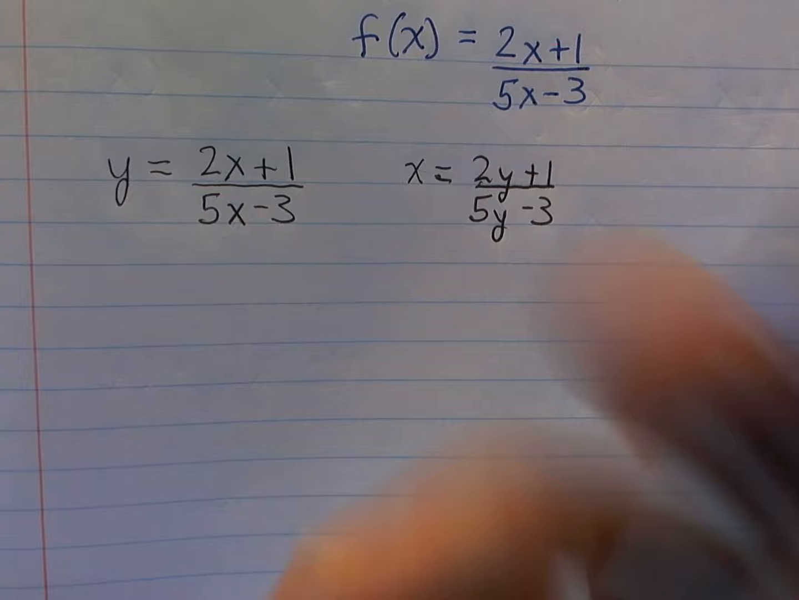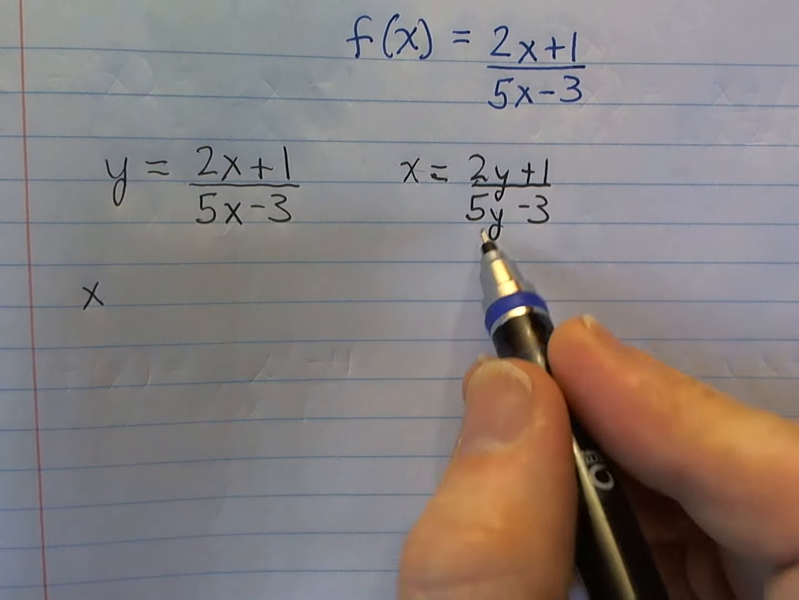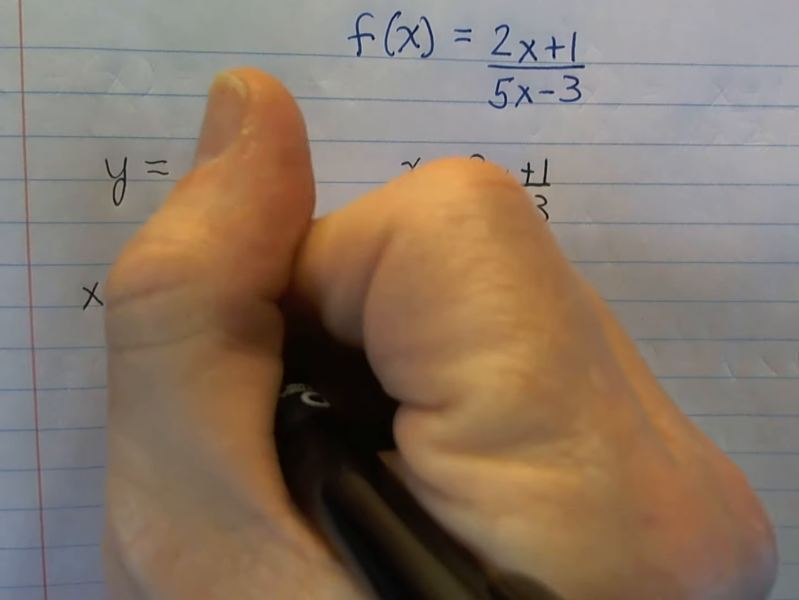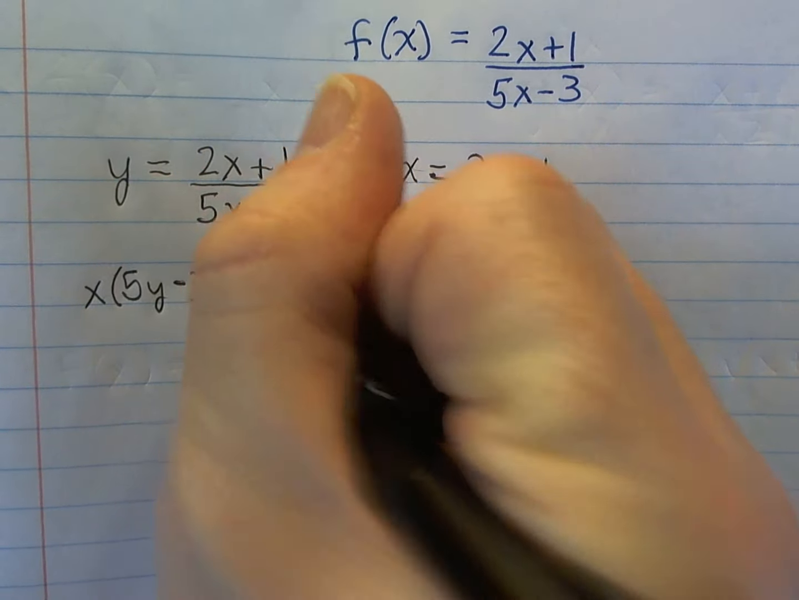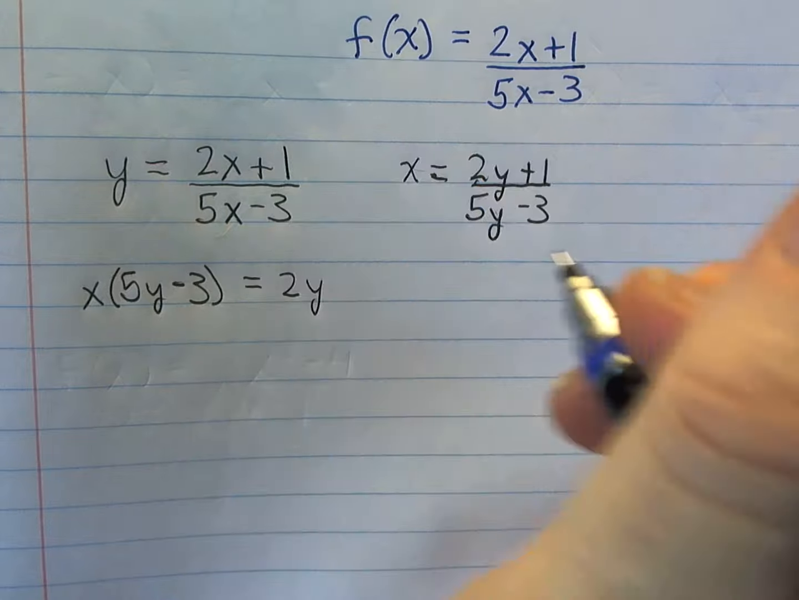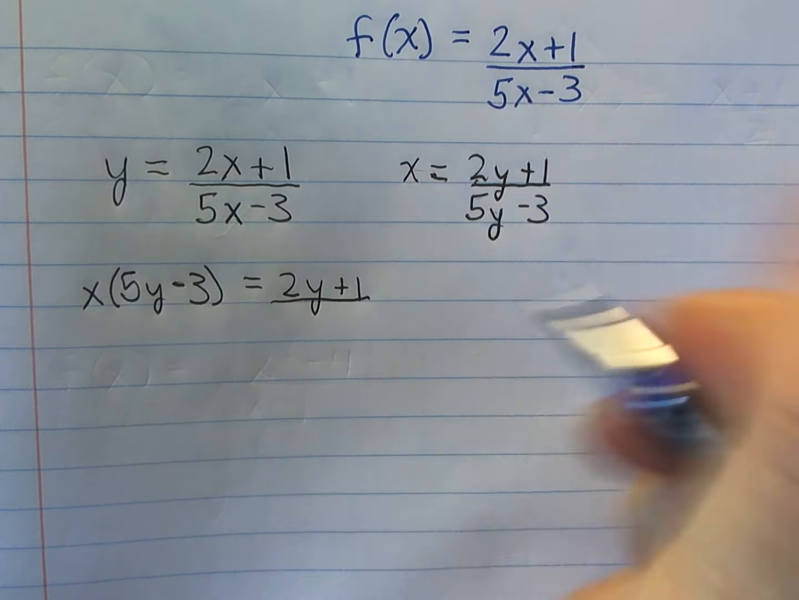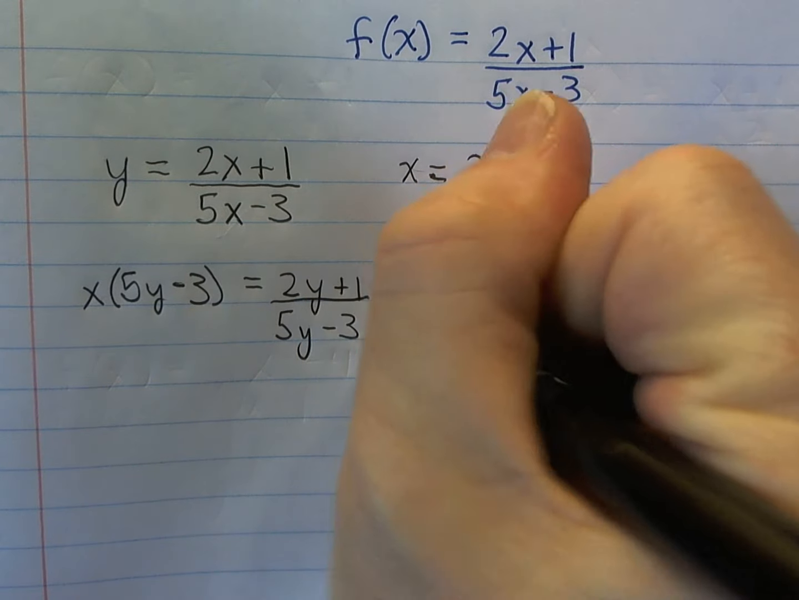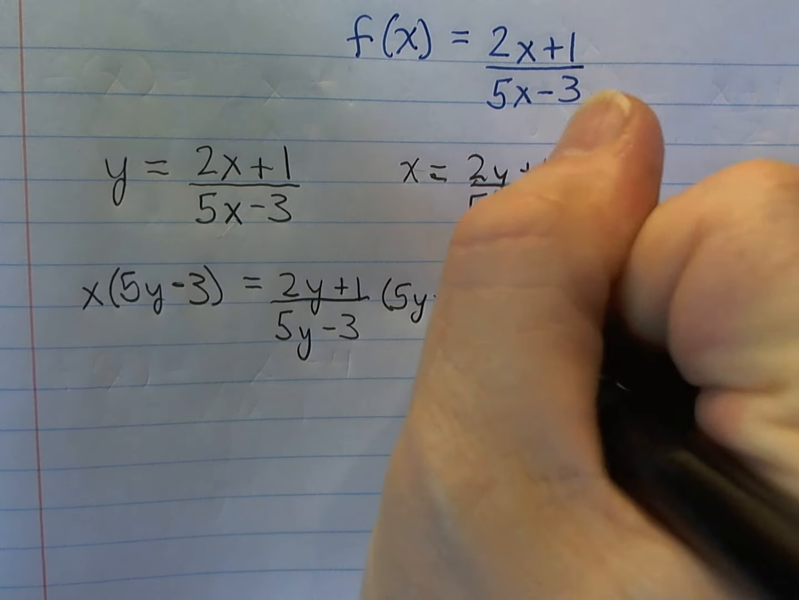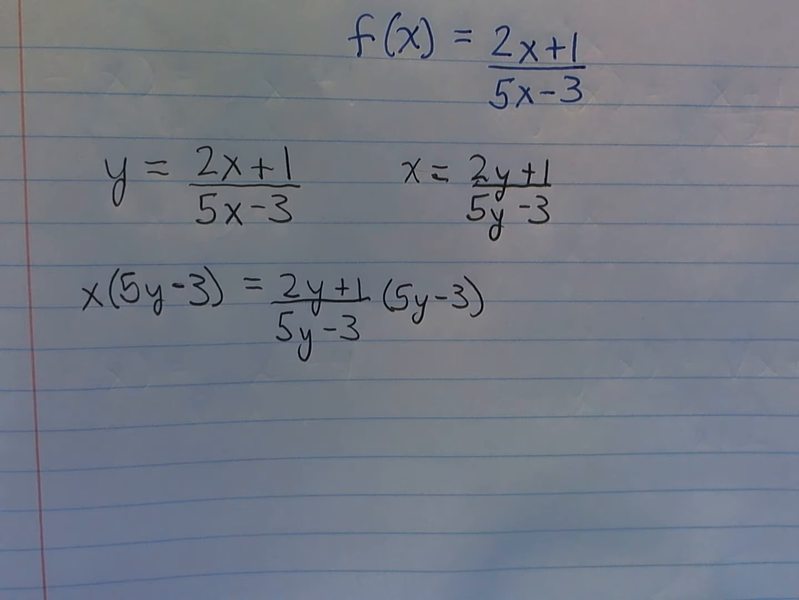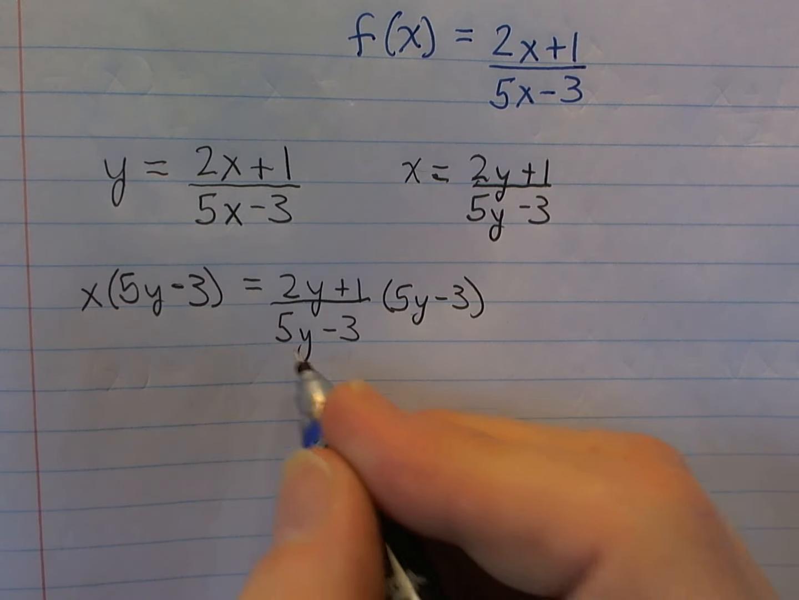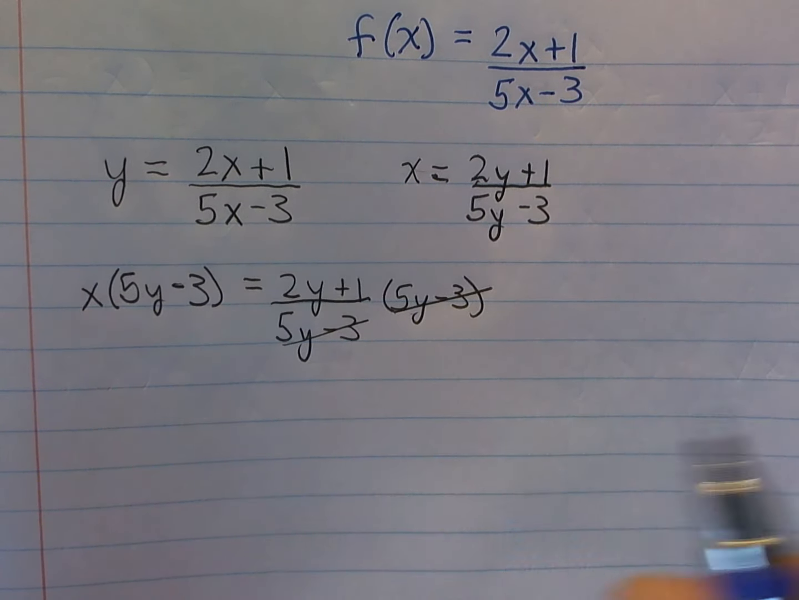So the next step is to multiply both sides by this denominator, because that denominator is a problem. But we can multiply both sides by that denominator, and it will divide out. And then we'll have an equation that's a little more tame. Okay, so I multiplied by 5y minus 3 here and here, and then it cancels, divides.